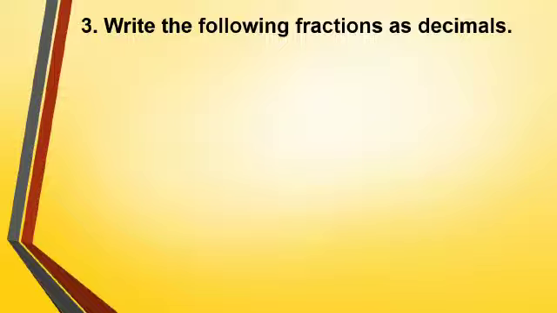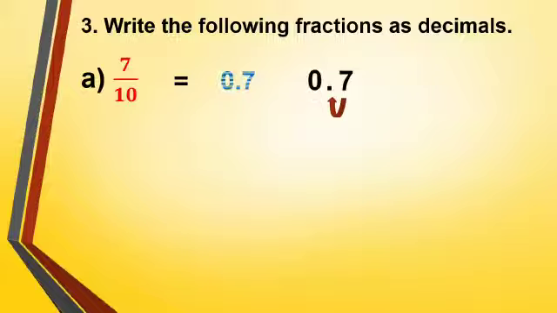Third question is write the following fractions as decimals. In the A part, 7 by 10 is given. To express it in decimal form, write 7. There is 1 zero in the 10, so counting one digit from right hand side and moving towards left, put a decimal and then a 0. So 7 by 10 is equal to 0.7.